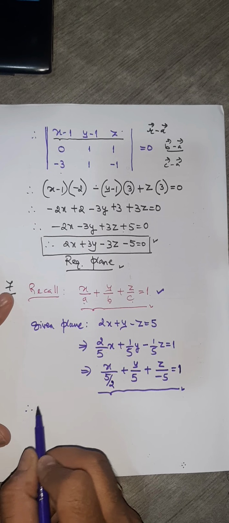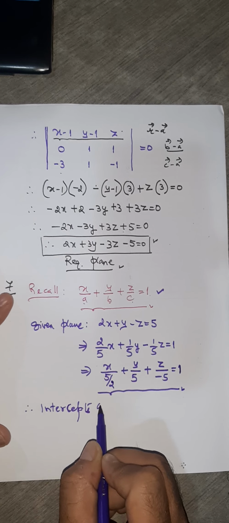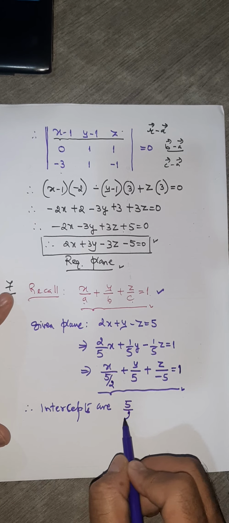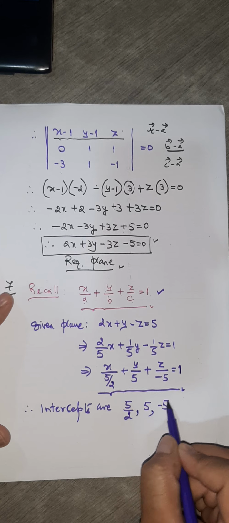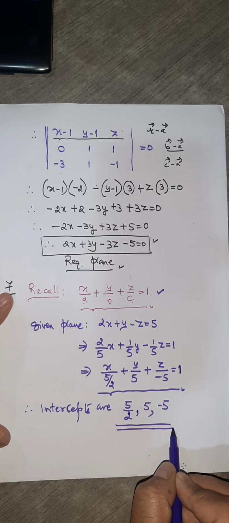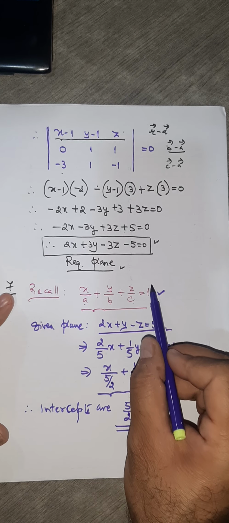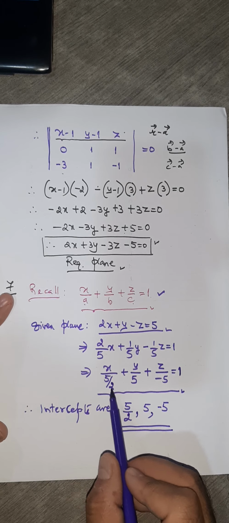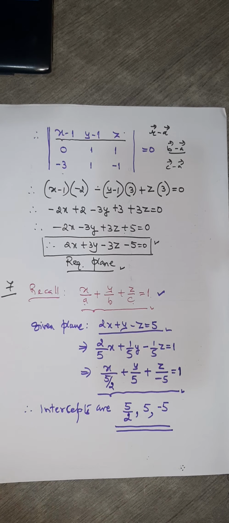So the intercepts are 5 by 2, 5 and minus 5. These are the three intercepts. What we did is we converted the given plane into this form. The right hand side should be 1, so we divided by 5, and then expressed it in this form, so you will get these three intercepts.